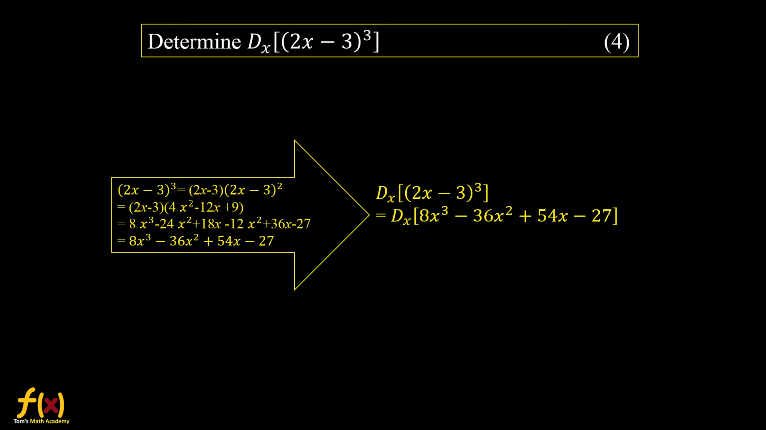So the derivative of the equation now is the derivative of 8x cubed, 8 times 3x square, that is 24x square. Minus 36x square gives minus 72x. And the derivative of 54x is 54. The derivative of minus 27 becomes 0. So we get the final answer.